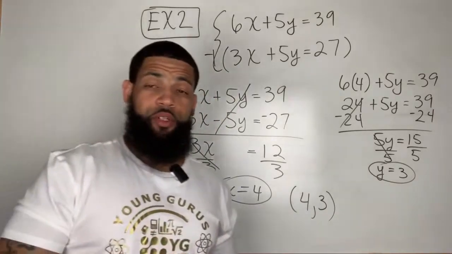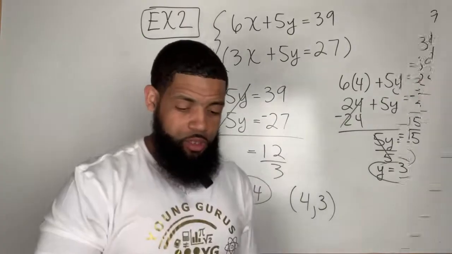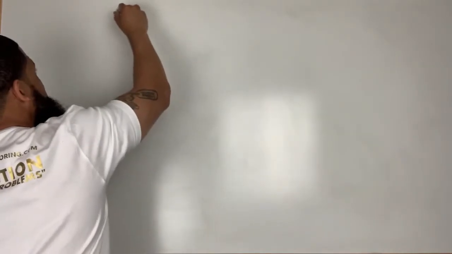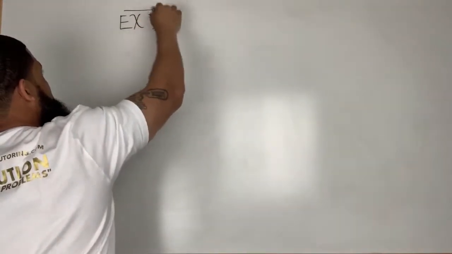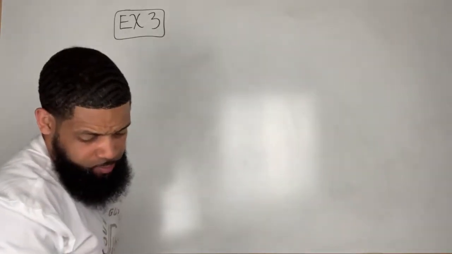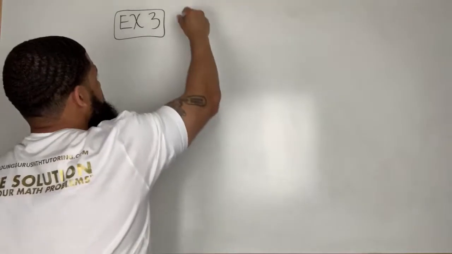Remember, in a system of equations, we're trying to find out where they intersect. Let's do example 3. Now this one's a little more tedious. 6x plus 4y equals 42.